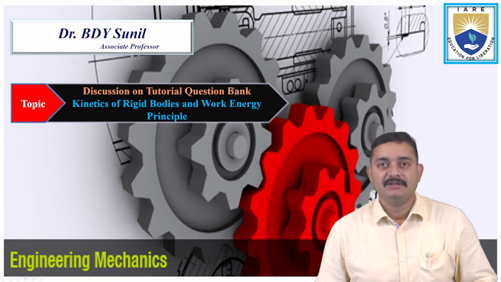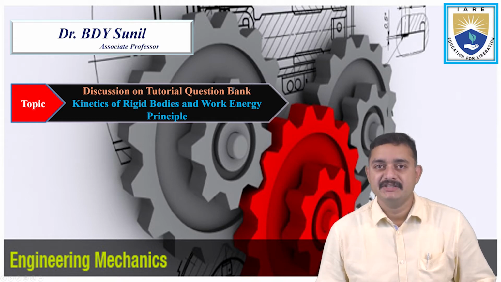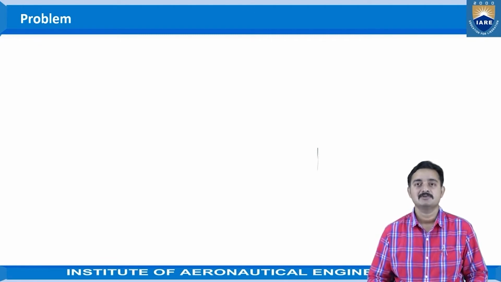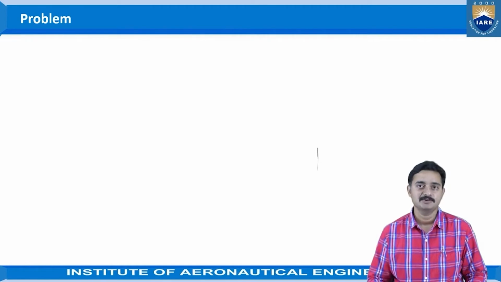In this session, we will be doing the important problems in the tutorial question bank supplied with the Engineering Mechanics course. The fourth module of the Engineering Mechanics course is Kinetics of the Body and the Work Energy Equation. In this module, we are going to do the important problems in the tutorial question bank. So, we will be solving a number of problems in the concept of D'Alembert's principle, where the inertia force will be involved in the system.